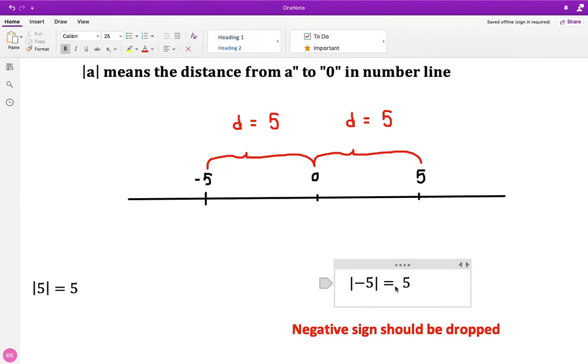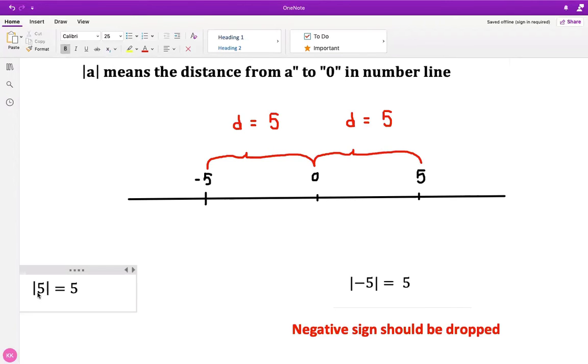So basically, why is that? What is happening here? The absolute value function is represented with two straight lines, and we have the number a here. The absolute value of a means the distance from the value a to 0, so from a to 0 on the number line.